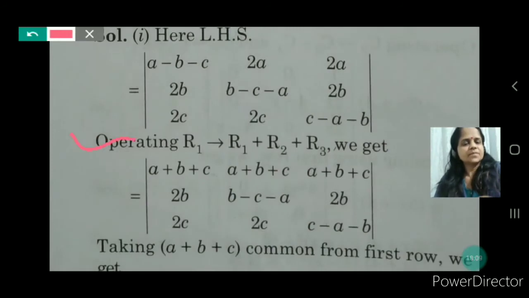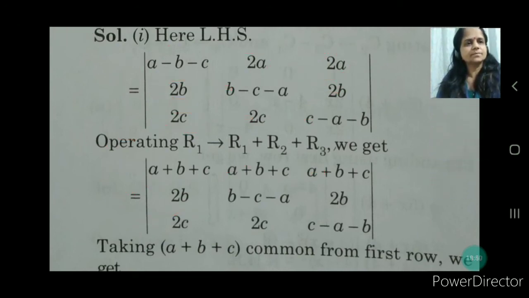So applying R1 plus R2 plus R3, the elements of the first row will change. Here the element is a minus b minus c, so we have to add 2b plus 2c, and you will get a plus b plus c. Now the second element, it is 2a, add b minus c minus a plus 2c, so you will get a plus b plus c. And here it is 2a plus 2b plus c minus a minus b, so you will get a plus b plus c, and row 2, row 3 remain unchanged.